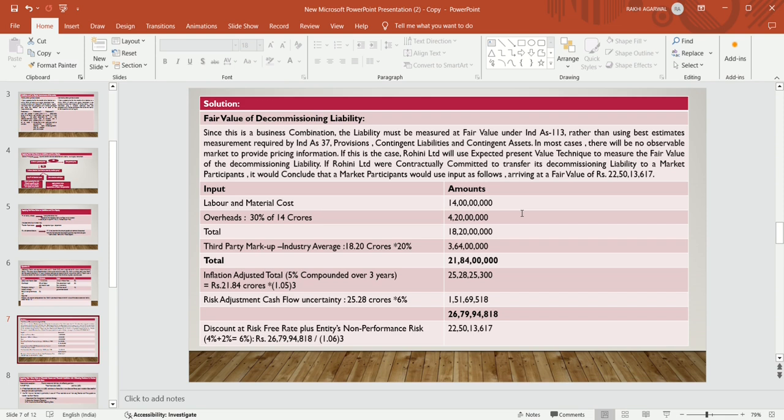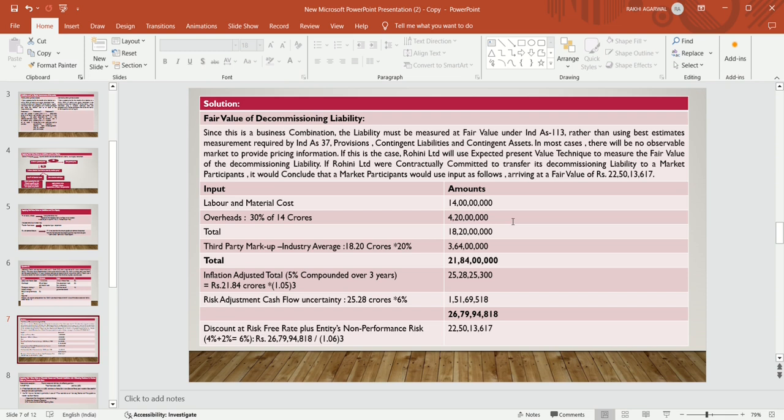Firstly, labor and material cost is given in the question, that is 14 crores. Overhead is 30% of the labor and material, that is 4 crores 20 lakhs. So the total becomes 18 crore 20 lakhs. Now, third party markup is the industry average. The industry's markup is 20% on the total cost, that is 18 crore 20 lakhs, on which 20% is 3 crore 64 lakhs. Now the total becomes 21 crore 84 lakhs.